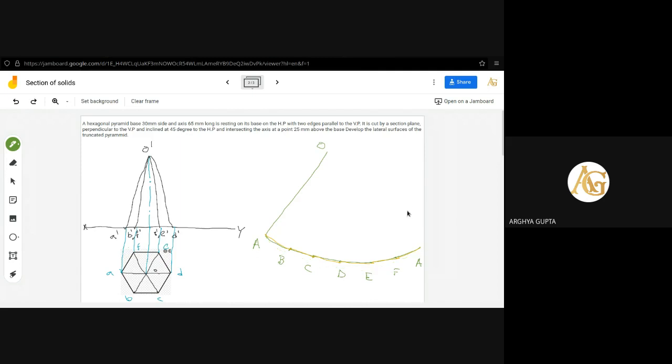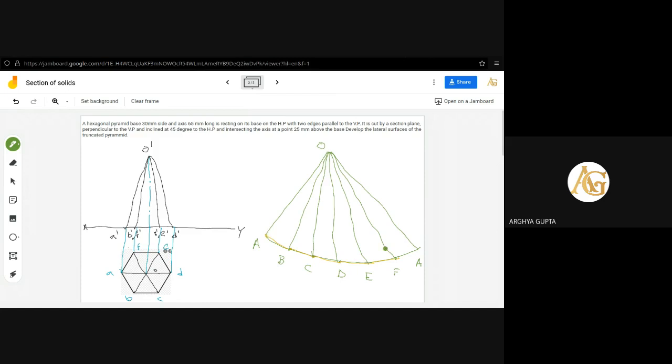Okay. Next, join O to B, then O to C, O to D, O to E, O to F, and again O to A. Now we'll easily see the number of slant edges developed here: 1, 2, 3, 4, 5, and 6. Isn't it? So that's why I have taken a point twice.